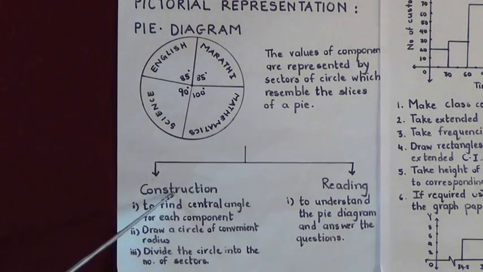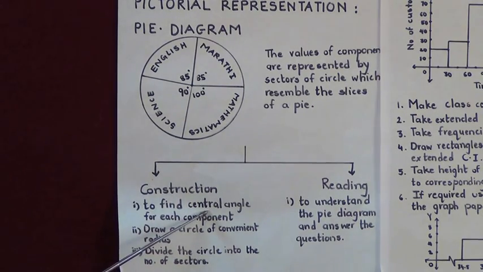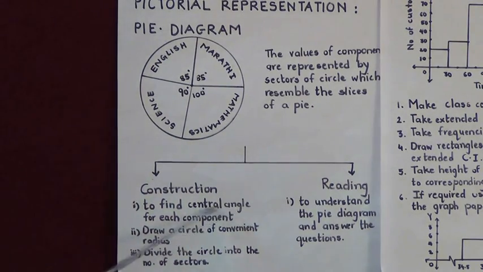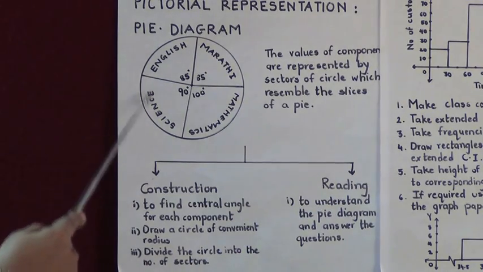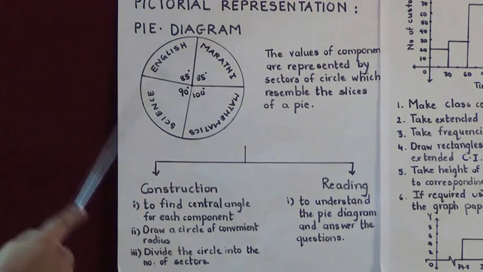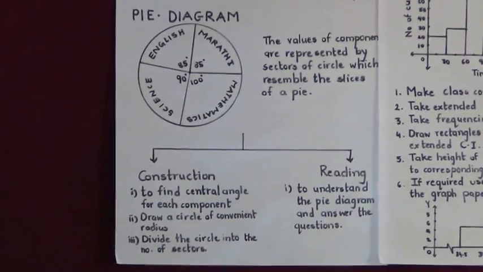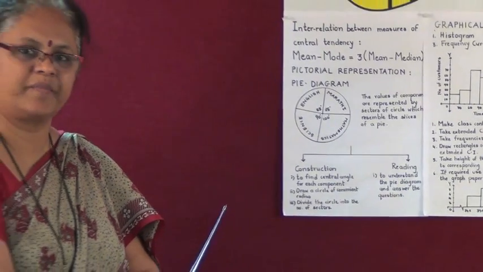When we have to construct a pie diagram, we have to understand that the scores which are given are to be divided or converted into the central angles for each component. Draw a circle with a convenient radius and divide the circle into the number of sectors as per the measures given. When we have to read a pie diagram, we have to just see the diagram, try to understand what sections are being given, convert the values accordingly, and then answer the questions which are given in full sentences.